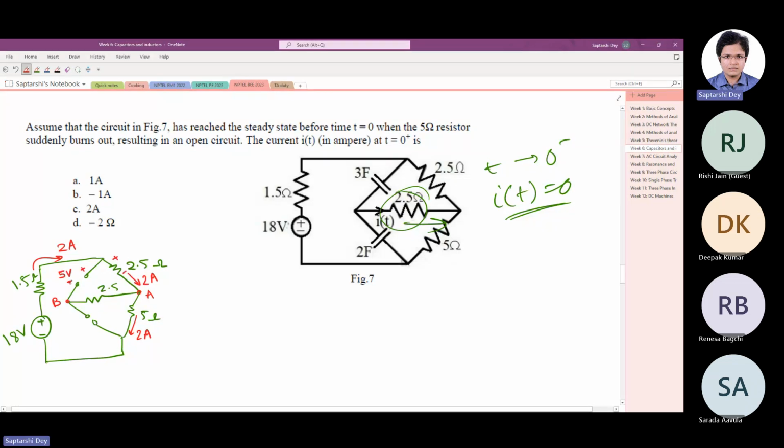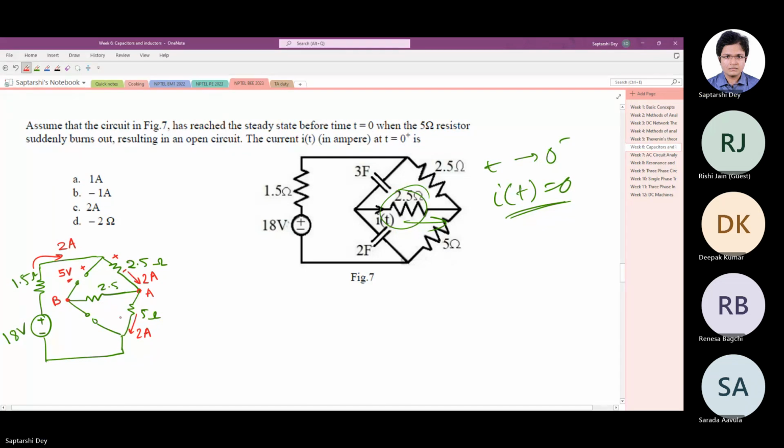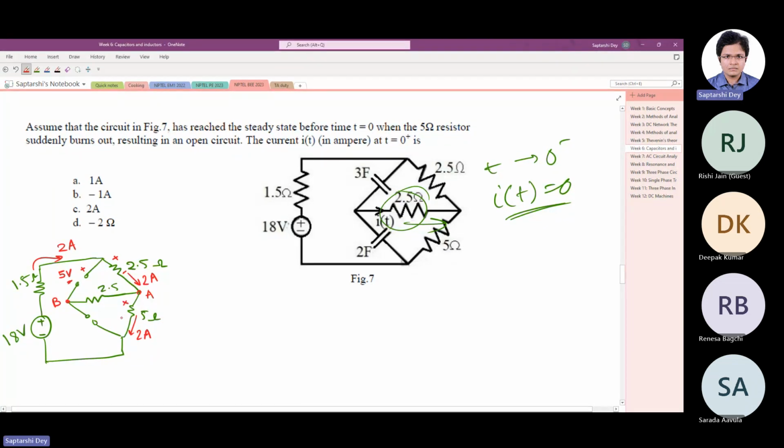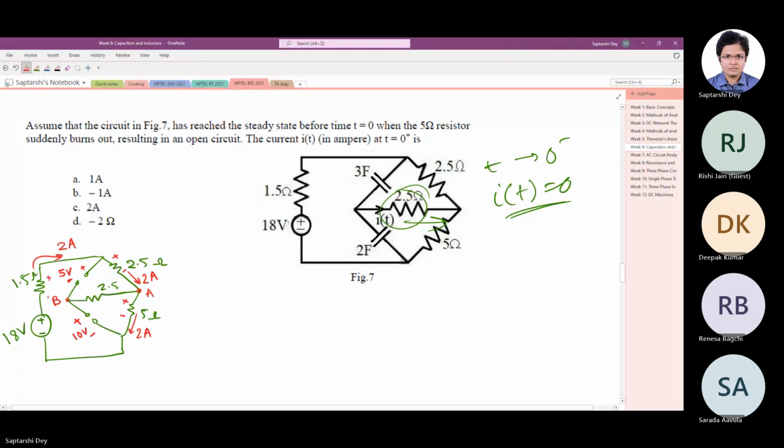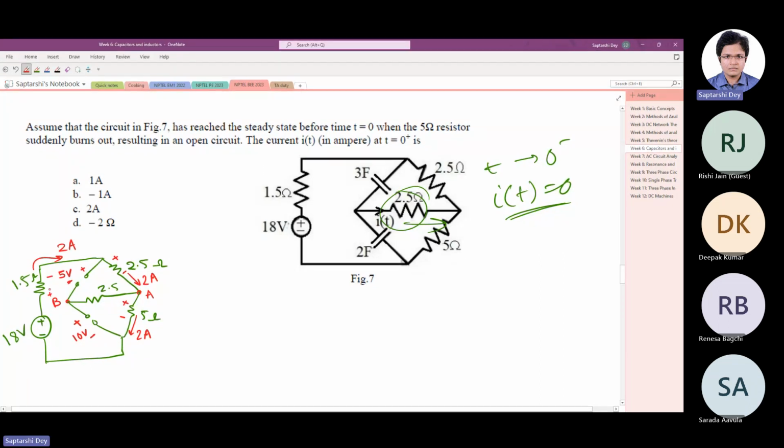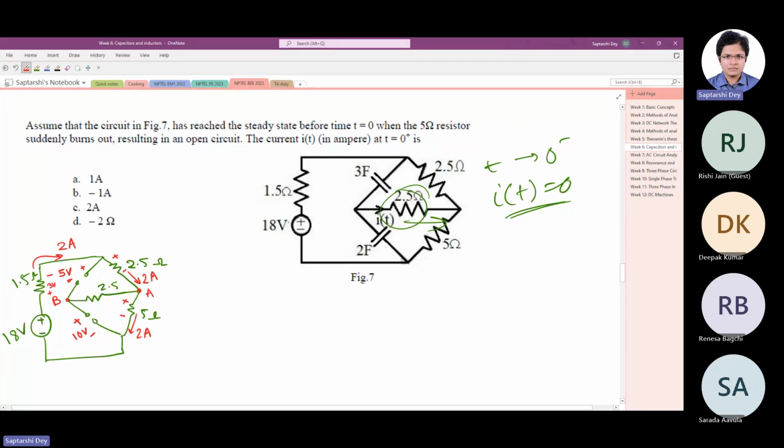In this polarity, this was holding 5 volt and the other one was holding 10 volt in this polarity, and there was a drop of 3 volt here. So 5 plus 10 plus 3, 18 volt. KVL matches. Okay. Now it was in this situation when suddenly the 5 ohm resistance is open circuited.